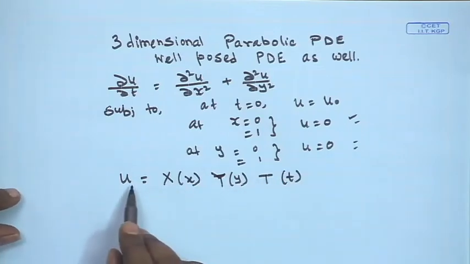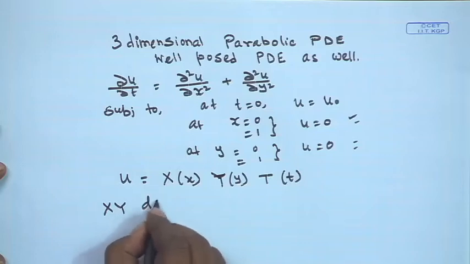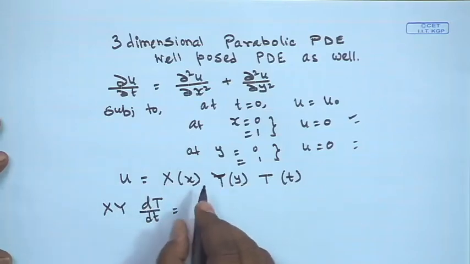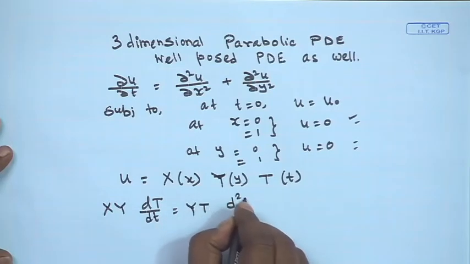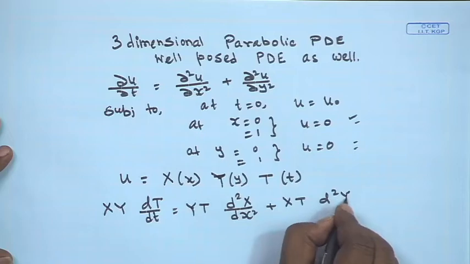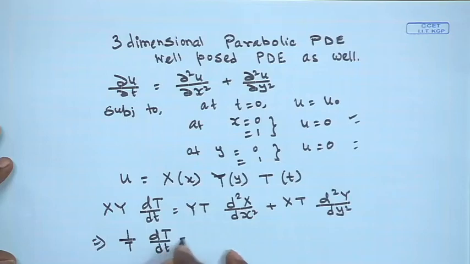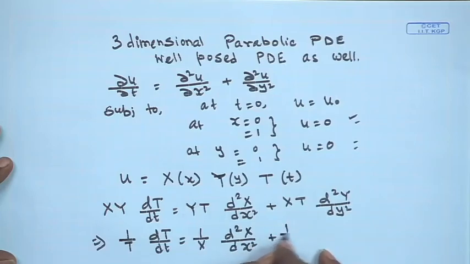And then what we are going to do, we are substituting this solution to the governing equation, and let us see what we get. X Y dT dt is equal to Y T d square X dx square plus X T d square Y dy square. Okay. Then we divide both sides by X Y T, and we will be getting 1 over T dT dt is equal to 1 over X d square X dx square plus 1 over Y d square Y dy square. Now, the left hand side is a function of t alone, the right hand side is a function of space, it is a function of x and y.